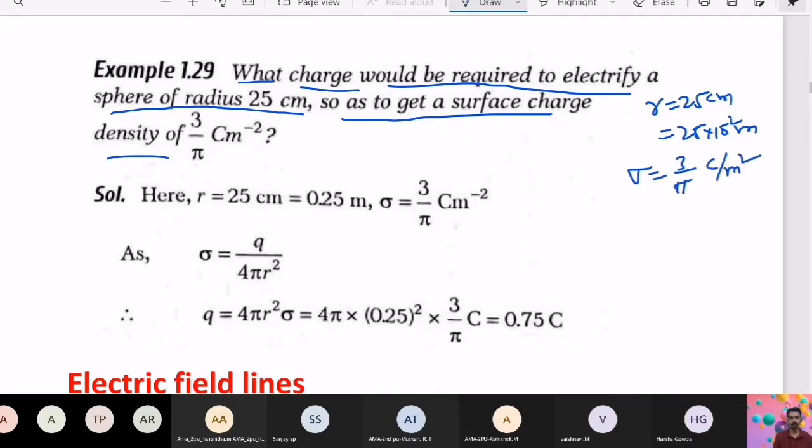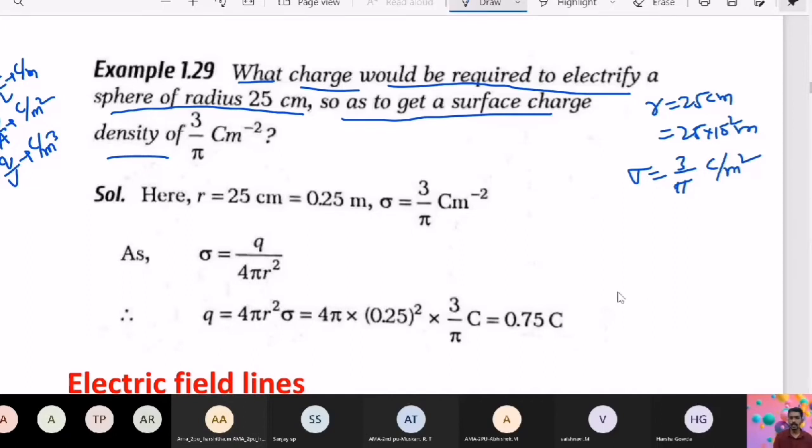meter square. Why? Because lambda means Q by L, so coulomb per meter. Sigma means Q by A. Q means coulomb, area means meter square. Rho is Q by V, that means coulomb per meter cube. So here sigma value they have given. Now what charge they are asking?